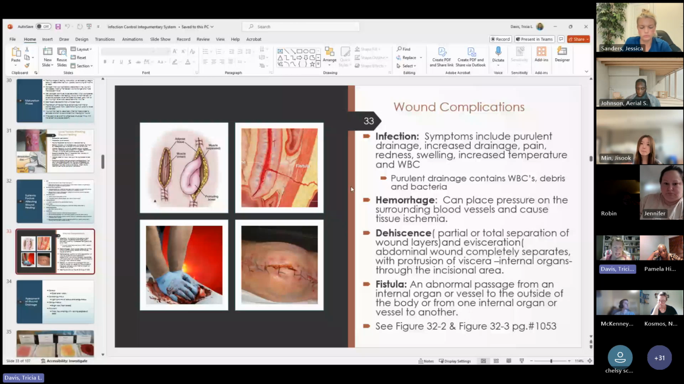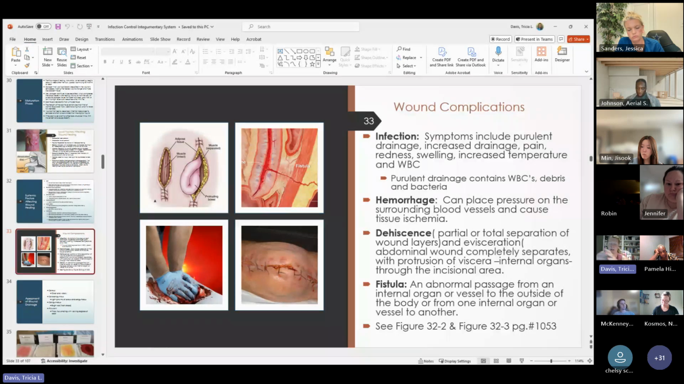We also worry about dehiscence. So this is something usually we see in post-op wounds. So we can experience a partial or a total separation of the wound layers, or an evisceration. So this is where an abdominal wound completely separates, and then those visceral organs will come out through that incisional area. Okay, so we definitely worry about this. So any type of post-op wound that has an evisceration is going to be a complication of that dehiscence.